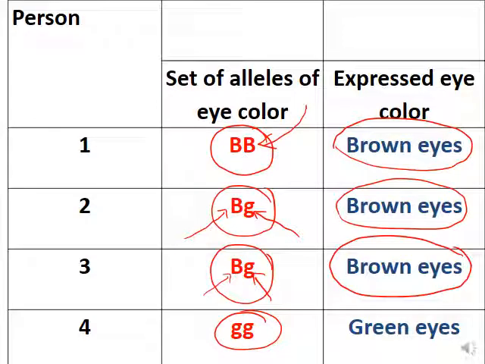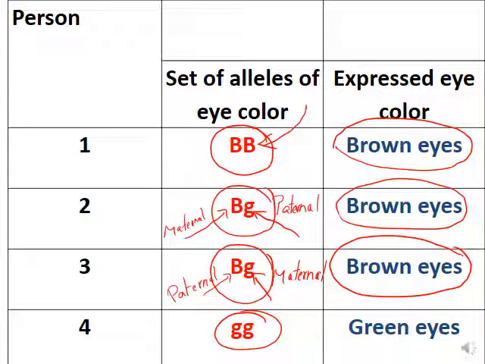So wait a minute. BG and BG, what is the difference? Maybe B there is from the maternal origin. And here the G is from paternal origin. And person 3, the opposite. B is from paternal and G from maternal. But in the questions later on, they will be the same. But here I gave it in order to know the paternal origin from the papa and the maternal origin from the mama. Last one, it's a GG.